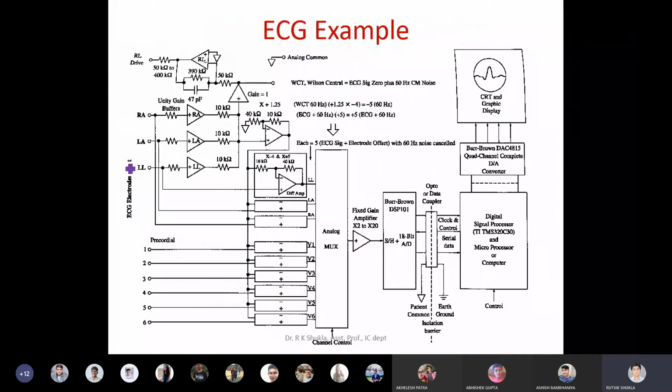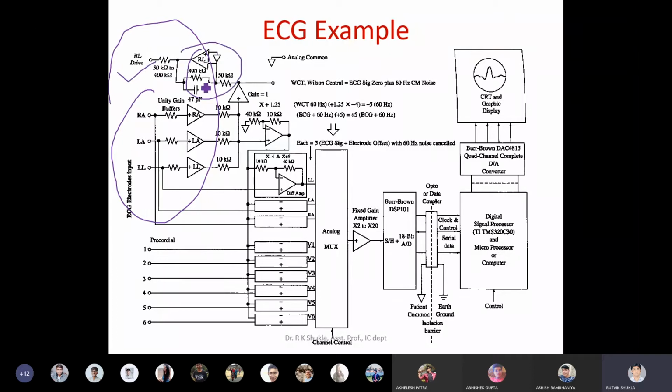This is another block diagram which is quite similar to the previous diagram. These are your limb leads. So RL, right leg driver, that we have also seen in the last class. Right leg driver circuitry, right arm, left leg, and these are the 6 chest leads. All these things go to the buffer. This is a buffer or the differential amplifier, a combination of buffer and differential amplifier. Then it goes to the analog multiplexer.